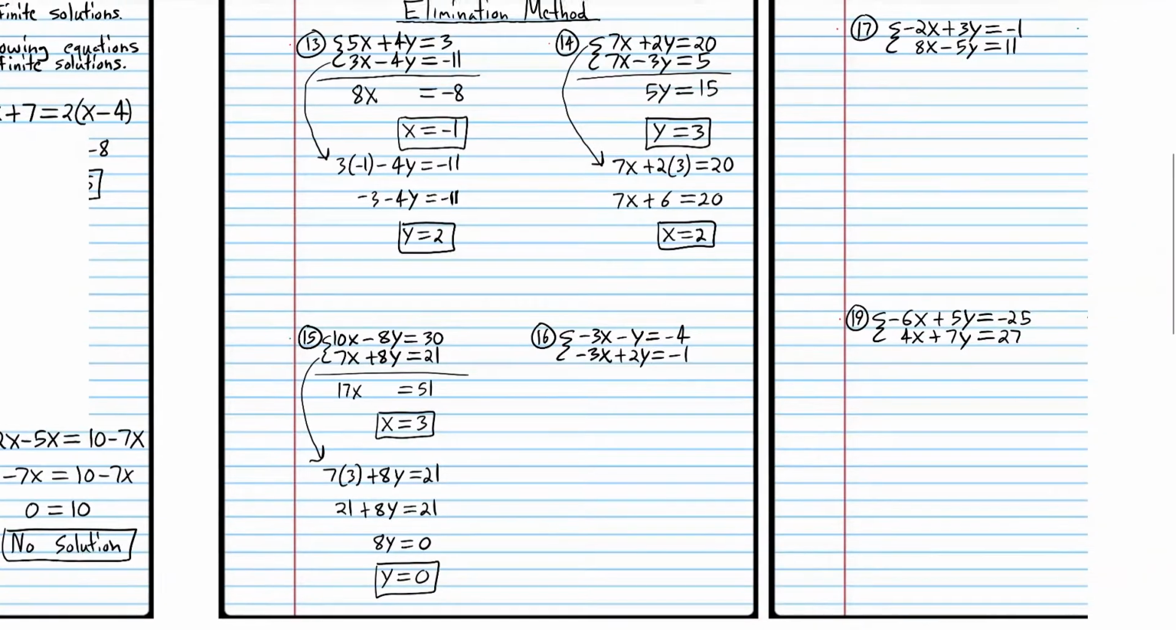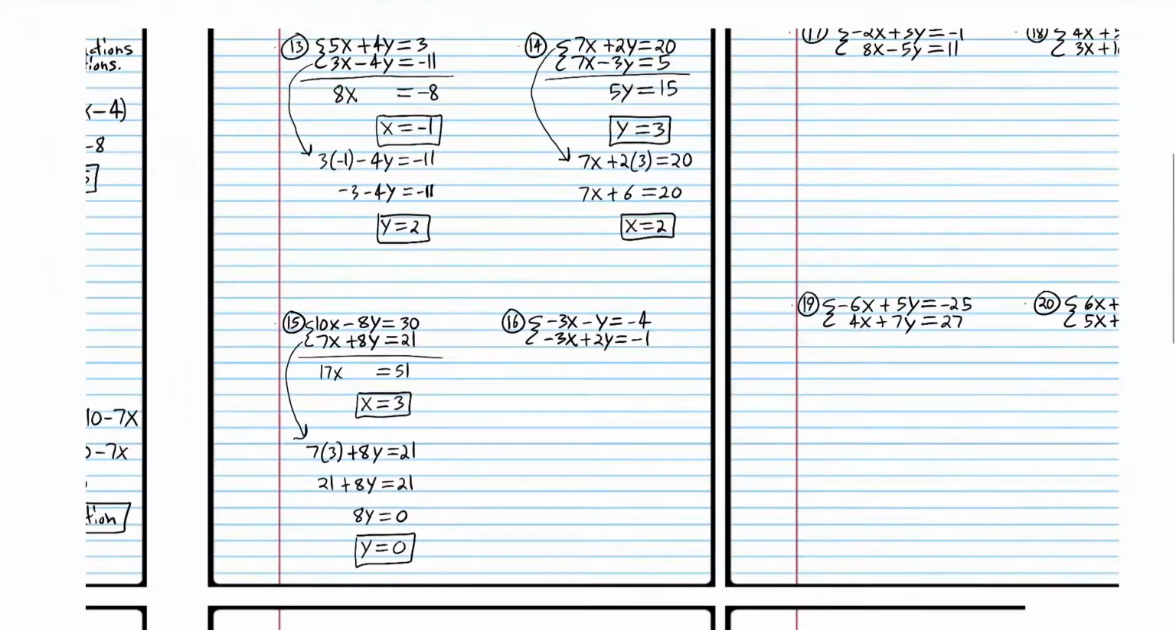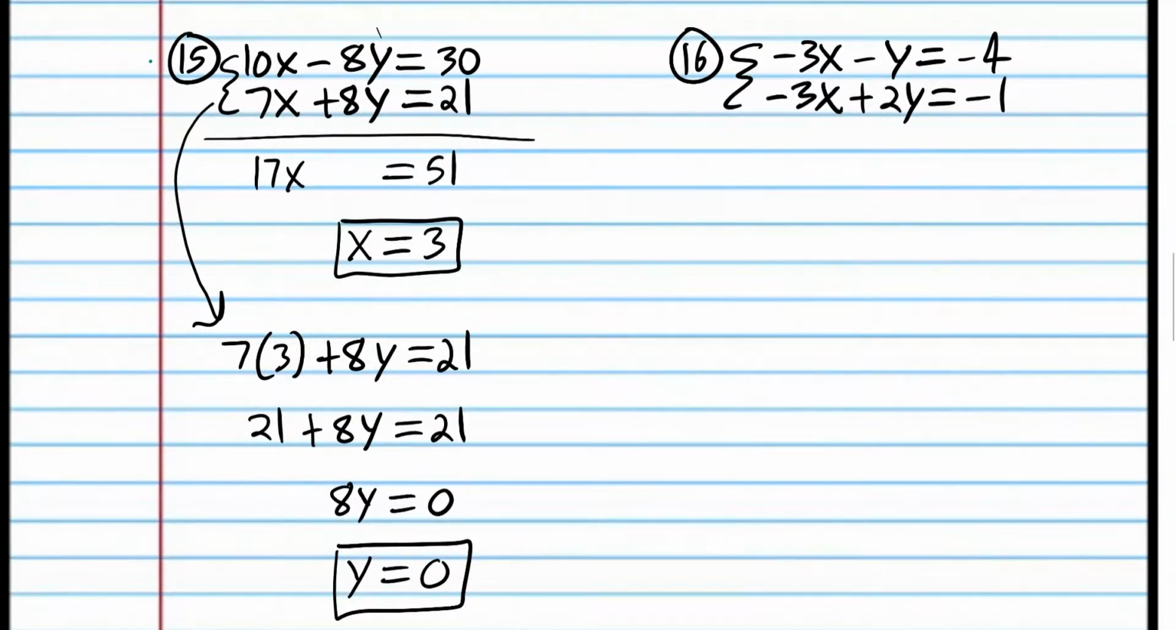Now, number 16 is a problem where, remember, like I said, you can use subtraction. See, we had different signs here, so you could just add them together and they would cancel out. But here you can't just add them together. They're not going to cancel out. Now, again, we could multiply one of these equations by -1, and that would change the sign.